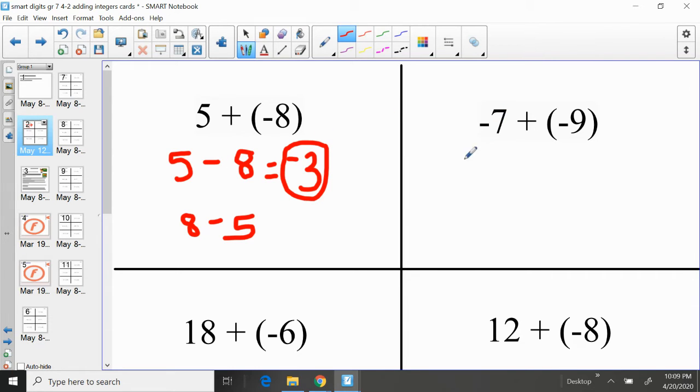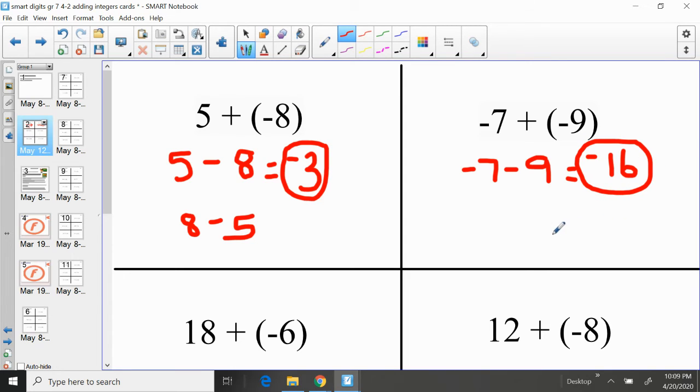Okay, so now I tried this one. -7 plus -9. So that's like -7 minus 9. So I have two negative numbers. If I borrowed $7 from somebody and then borrowed 9 more, I know that my answer is going to be negative. So $7 that I borrowed plus another $9. Now I owe that person $16.